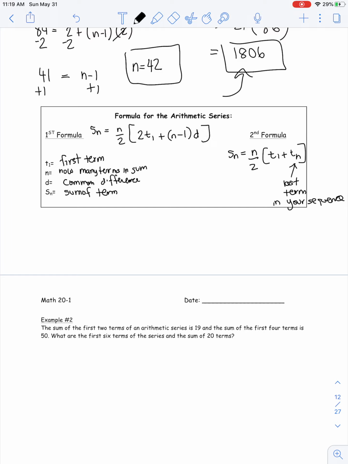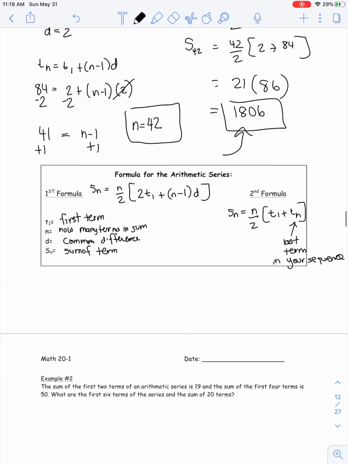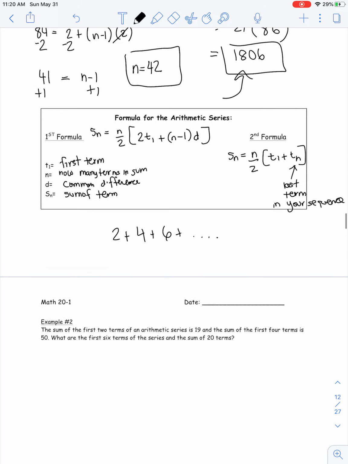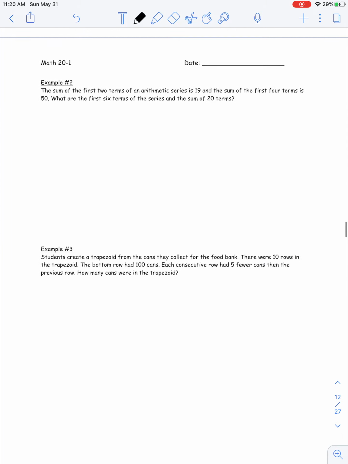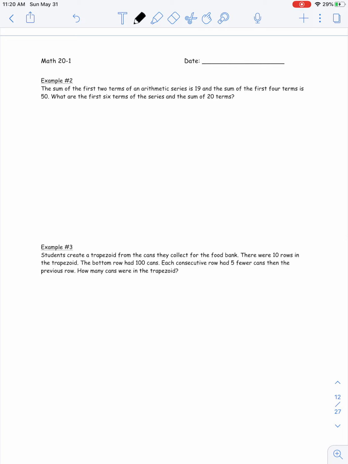So if that information was not given, we would use this equation here, where it's still finding the sum of the series. So a sum of a series is just now you're adding up the terms. Instead of just listing them with commas, now we actually put a plus sign and add up the numbers to see what they equal. So in this case, example number 2: the sum of the first 2 terms of an arithmetic sequence is 19. So S2 equals 19.